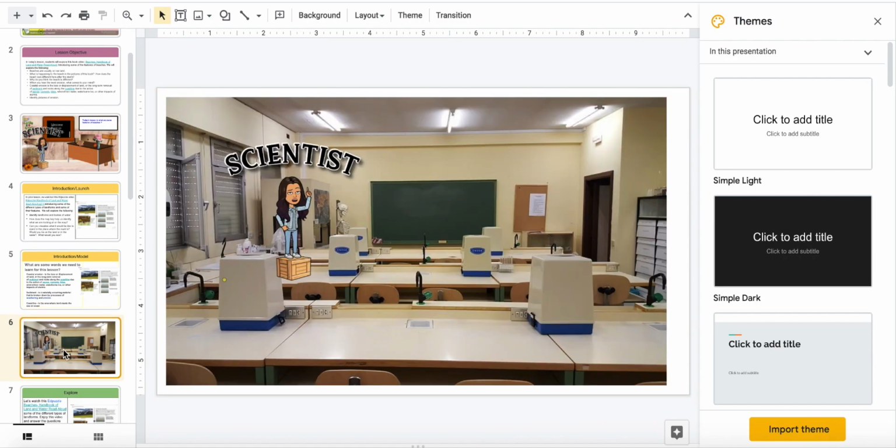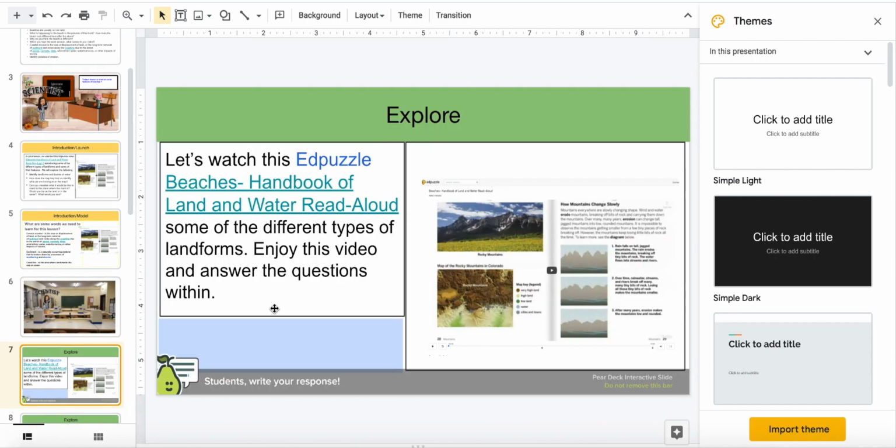Okay, science explorers, we're going to learn more about the features of beaches, and we're going to investigate and explore some questions about it. So, you'll be watching an Edpuzzle video later on, and you're going to answer some questions within. But for now, let's watch this video on beaches.